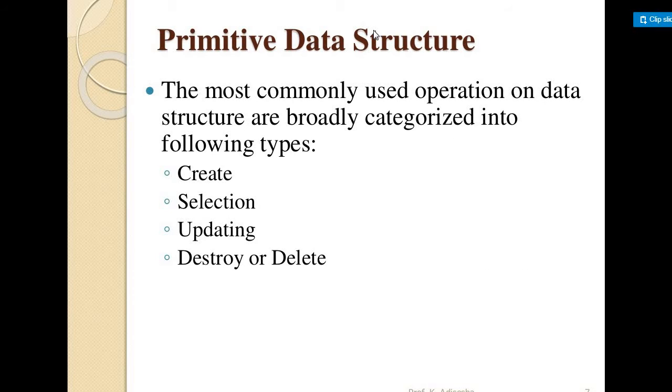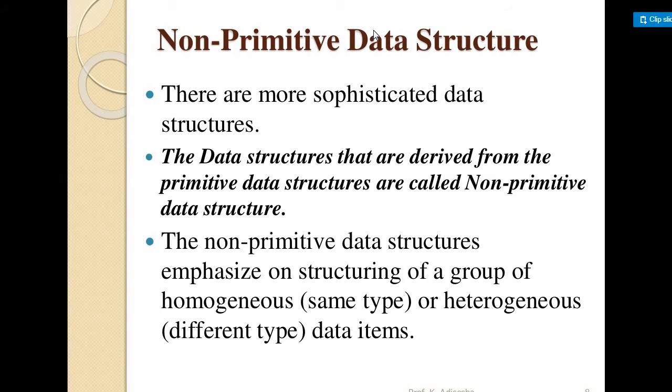The most commonly used operations on primitive data structures are broadly categorized into the following types: create, selection, updating, delete or destroy. Non-primitive data structures are more sophisticated data structures. The data structures which are derived from the primitive data structures, or constructed by combining two or more primitive data structures, are called non-primitive data structures. Non-primitive data structures emphasize structuring a group of homogeneous (same type) or heterogeneous (different type) data items.